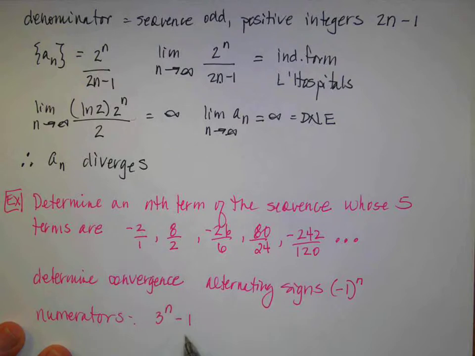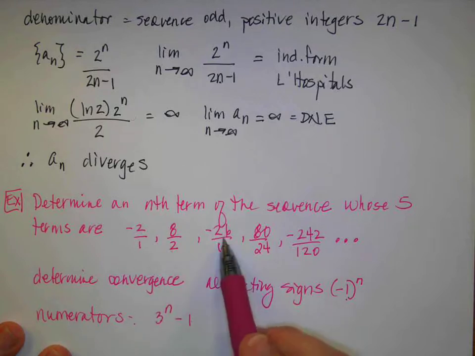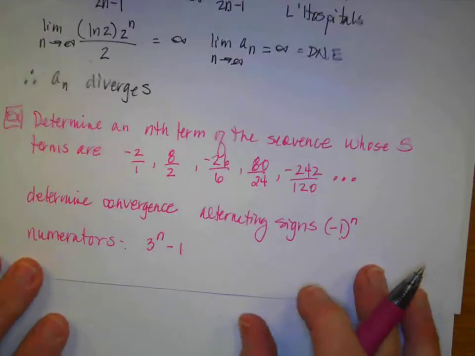Alrighty, so if I notice this is 3 to the first, and then I take away 1, I get 2. And I'm ignoring the signs because this manages the signs. Well, if this is the second term, 3 to the second is 9, minus 1 is 8. 3 to the third is 27, minus 1 is 26. So that means that our rule works for the numerator.